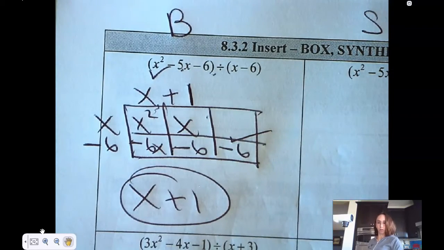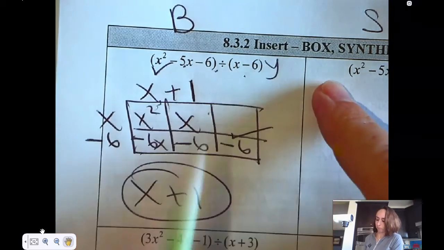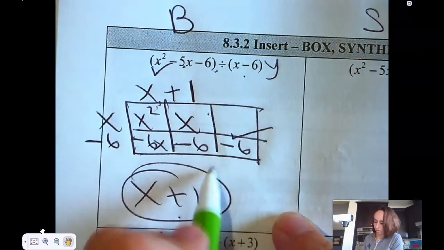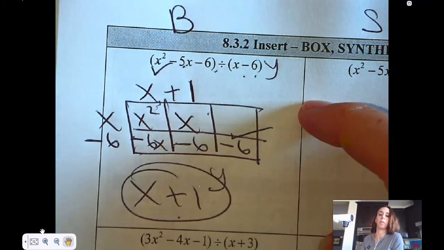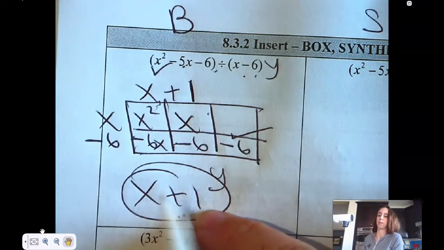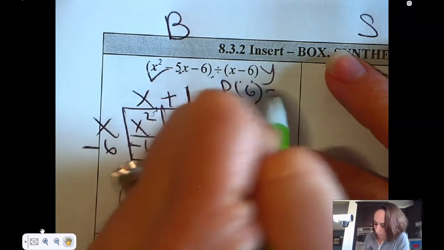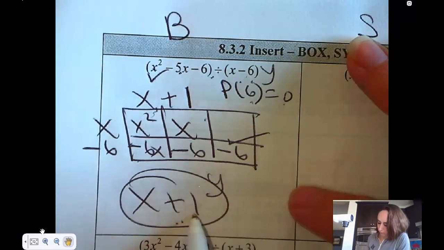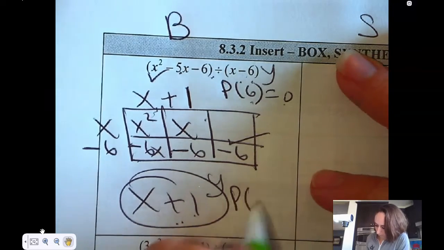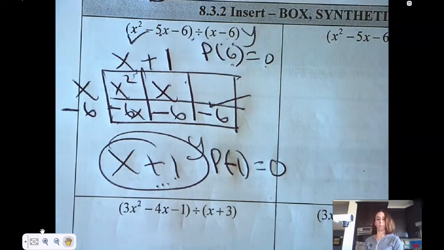All right, let me take it further. If I said, is x minus 6 a factor? Yes. Is x plus 1 a factor? Yes. Is 6 a 0 for this polynomial? Yes. Is negative 1 a 0 for this polynomial? Yes. Is this statement true? Yes, because when you set this equal to 0, you get 0. Is this a true statement? No, because if you set this equal to 0, you get negative 1. So now it's a true statement.